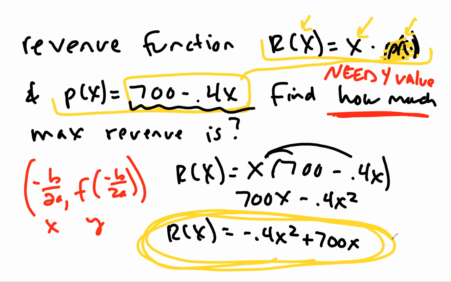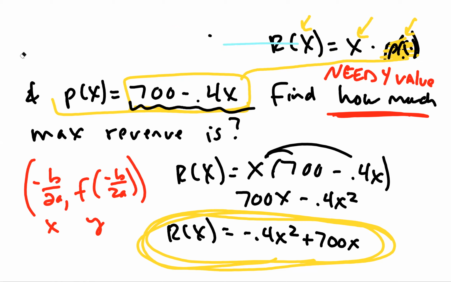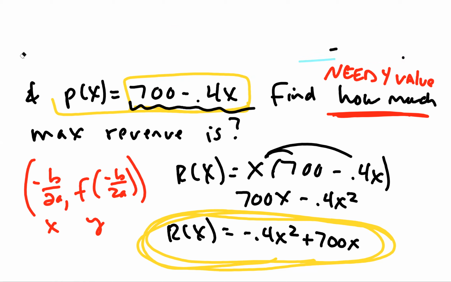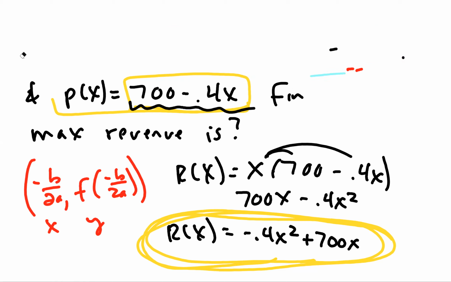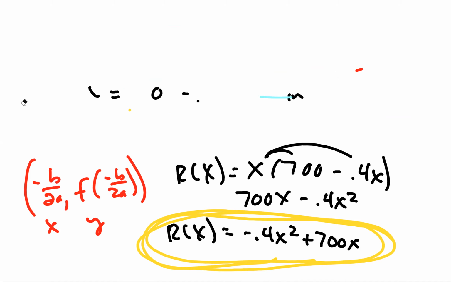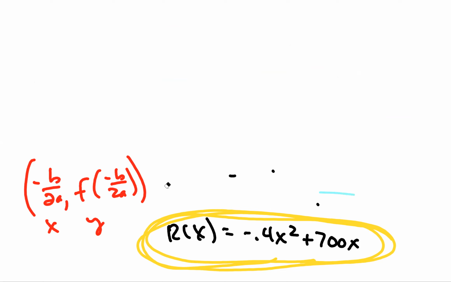Okay, so I'm going to erase some of this stuff so that we have plenty of room to work. And so again, since the question is asking me how much, I know that my final answer is going to be my y value. However, I cannot just get the y value. I have to get the x value first, and then I have to use that to come up with the y value. So here's what I'm going to do. I'm going to do this in two parts. I'm going to find the x value first by using this part, the opposite of b over 2a.